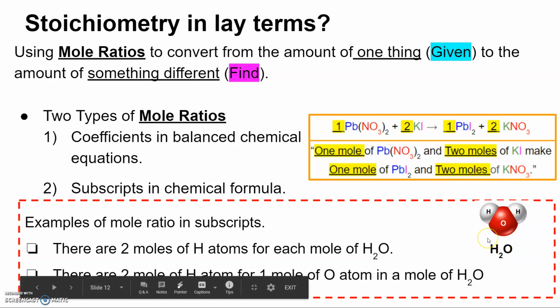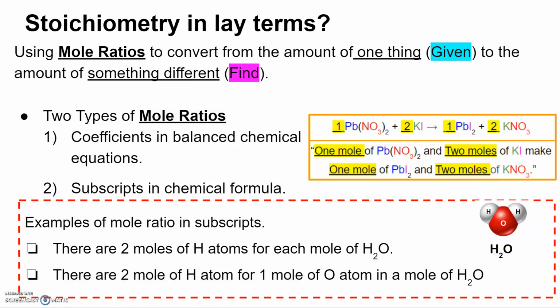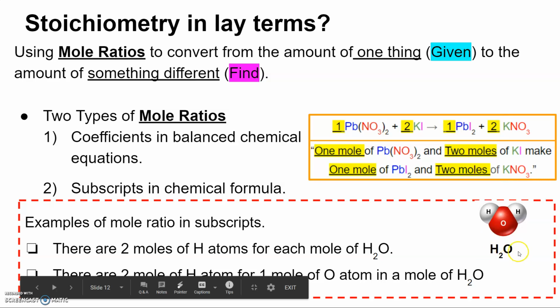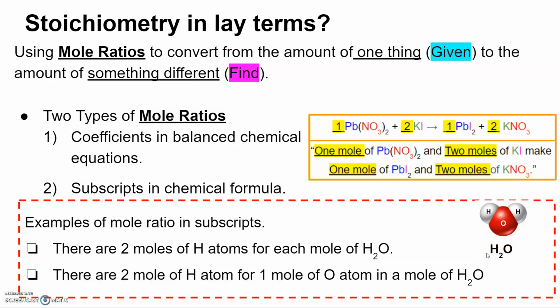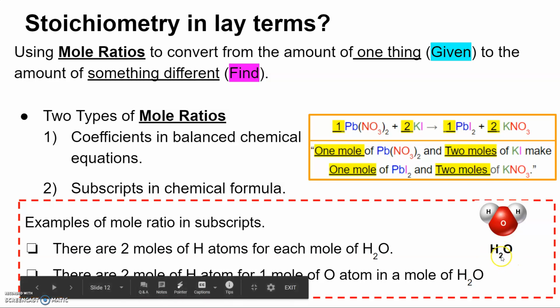If we are comparing the ratio of an atom to the entire molecule, then we would use the subscript and 1 mole of the molecule. So for example, in 1 mole of water, there are 2 moles of hydrogen atoms. So if you had a mole of water and you wanted to know how many moles of hydrogen atoms you would have, you would look at the subscript there.